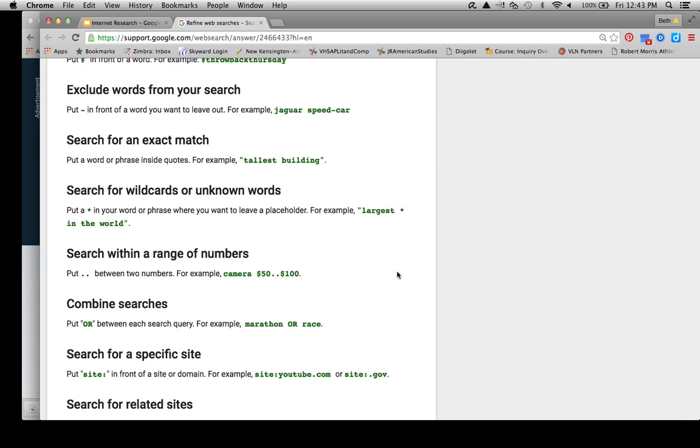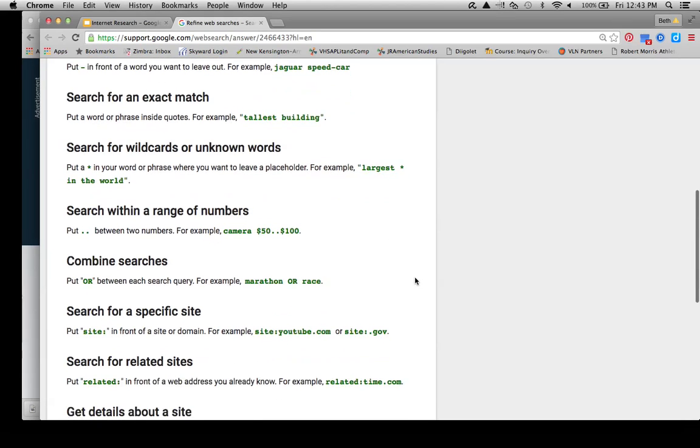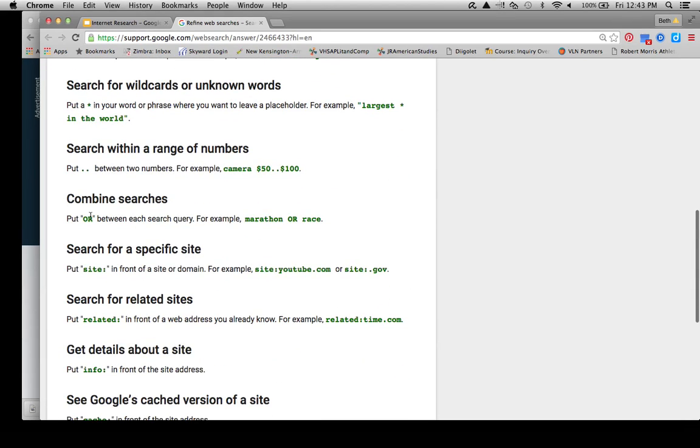Searching within a range of numbers is good if I'm looking to buy something or looking for a service. We talked about the or. This was interesting, being able to search for a specific site. I didn't know that you could do that.